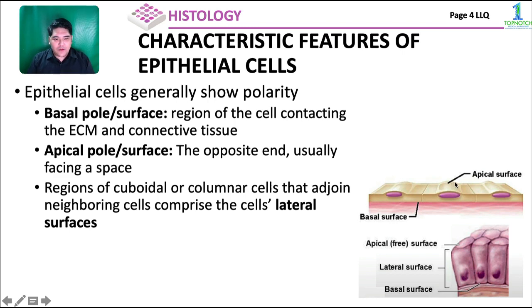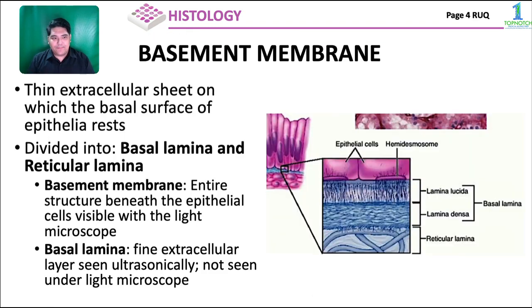And then, your sides, this is what you call your lateral surface. Okay? So, usually, nakikita yan sa cuboidal and columnar cells. Pag nagdikit-dikit, ito yung mga lateral surface. So, again, polarity of the epithelial cells: apical surface on top, basal surface on the bottom, and then lateral surface on the side. Then we have our basement membrane.